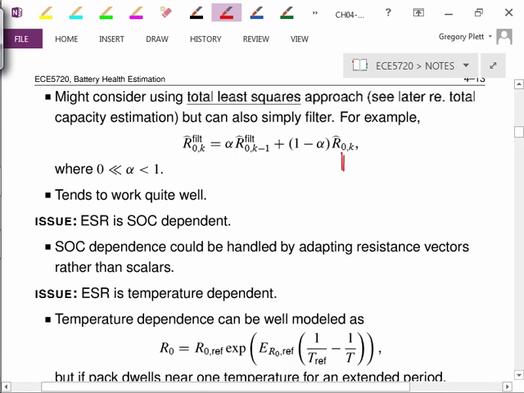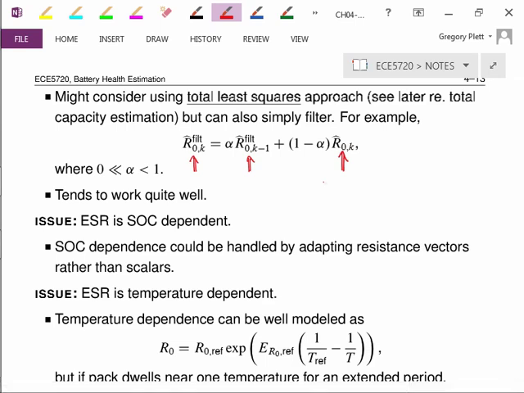So I start out with my raw estimate of R0K from the previous page, and from that I create a filtered estimate, where the filtered estimate is some value alpha times the previous filtered estimate plus 1 minus alpha times this new resistance estimate. This filter has unity DC gain, so it should not be biased.